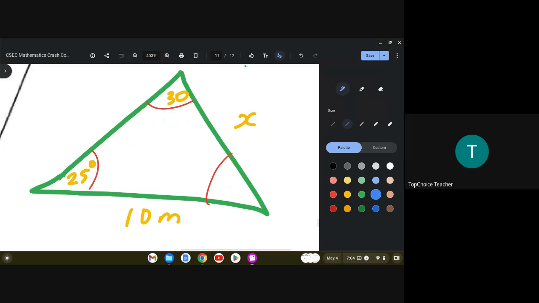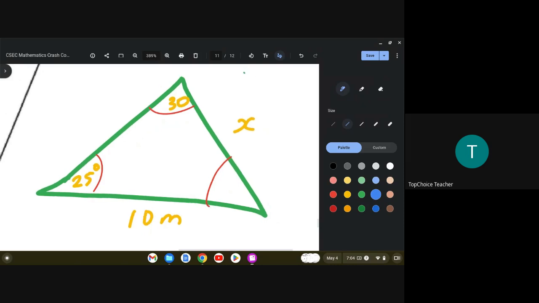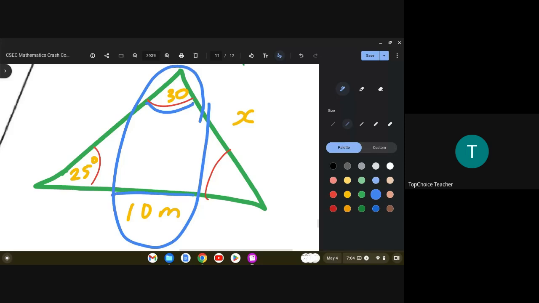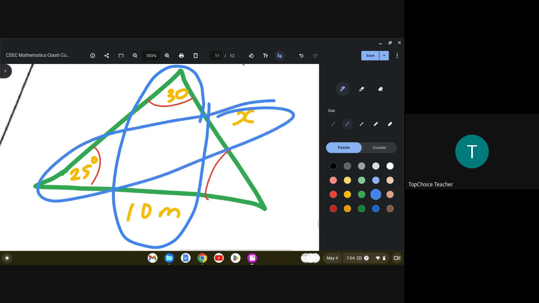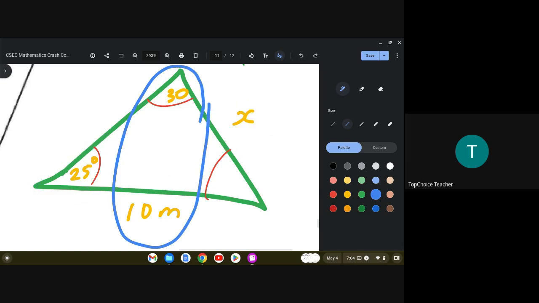The way we know which rule to use is by looking at something called matching pairs. This is a matching pair because we know the side and we know the angle up here. Once you know both of them, it's called a matching pair. On this side, we have the angle, but we don't have the side. So anytime you encounter a question and you find a perfect matching pair, like how we have 30 degrees and 10 meters, you know to use the sine rule.